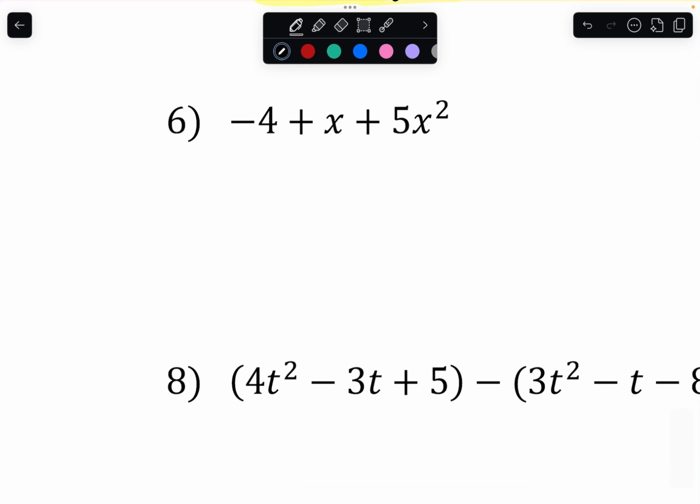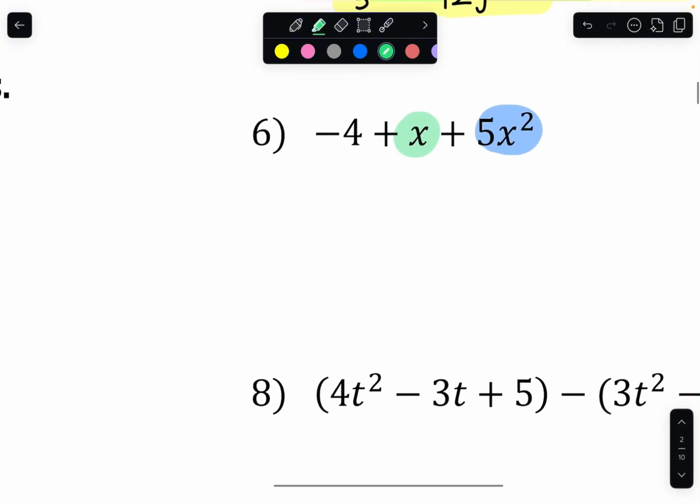Next, there's nothing to distribute and then nothing to combine. We have an x squared term and then we have an x term. Those are not the same. Same letter, but not same exponent.